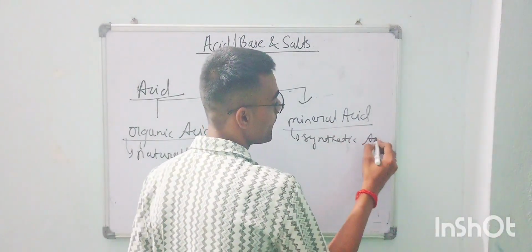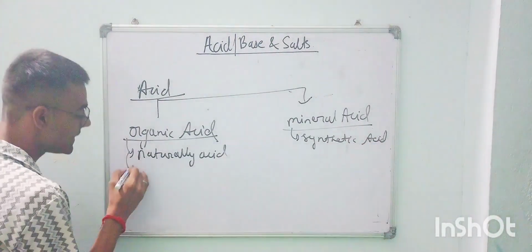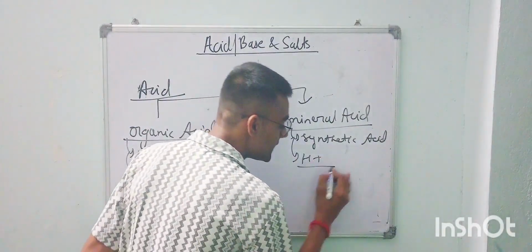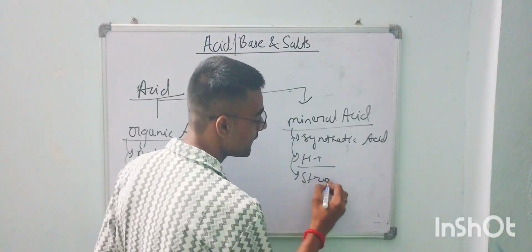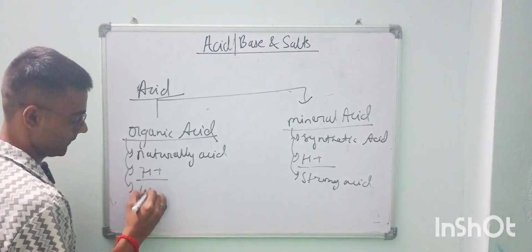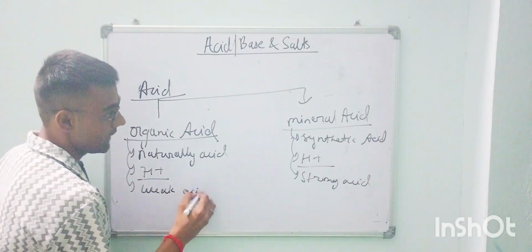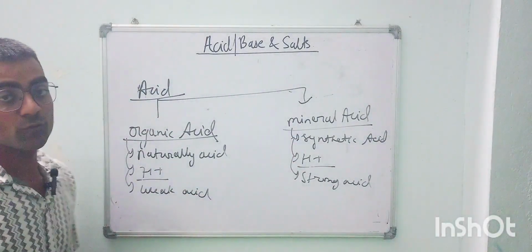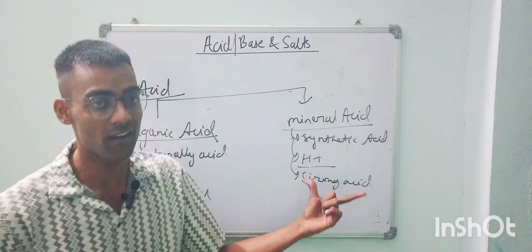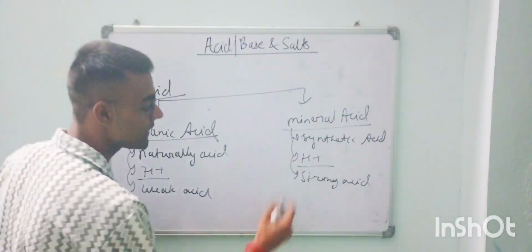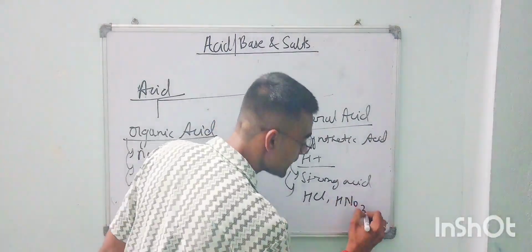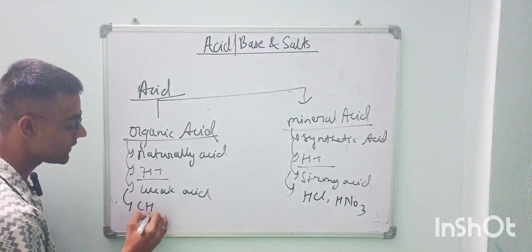Organic acids release fewer H plus ions, so they are weak acids. Mineral acids release more H plus ions, so they are strong acids. Mineral acids are synthetic acids, and they can burn our skin because they are very strong. For example, HCl and nitric acid.